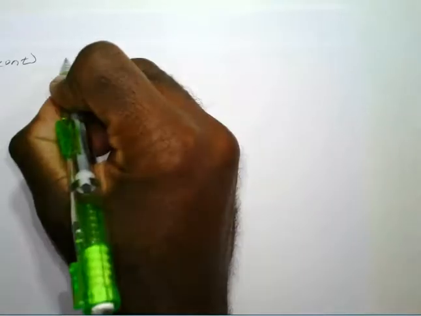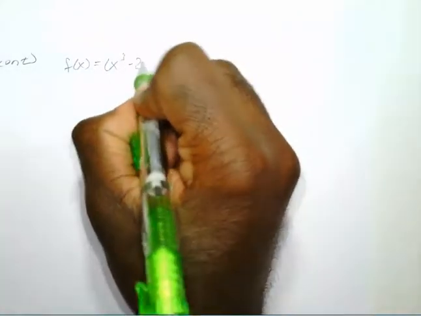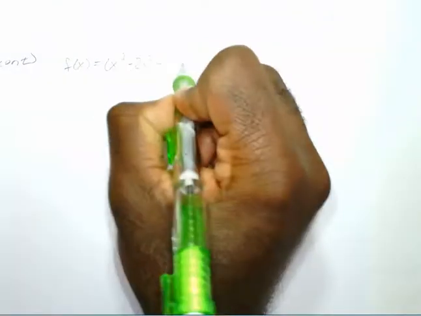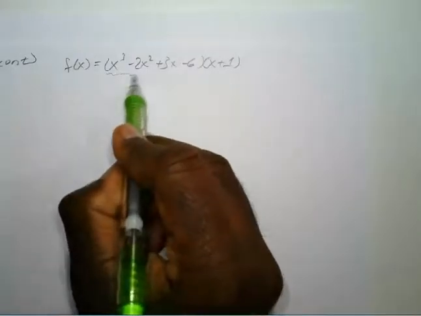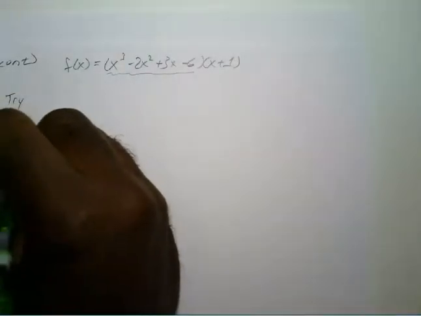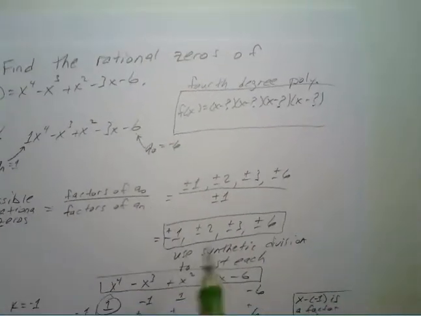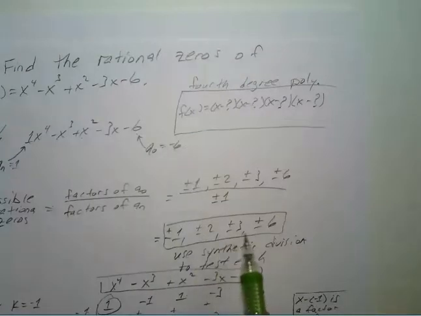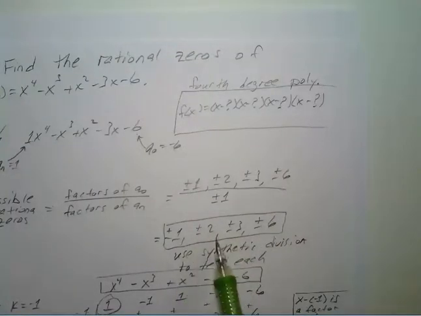So where we left off, we had f of x is equal to x to the third minus 2x squared plus 3x minus 6 times x plus 1. So we're going to go ahead and factor this using synthetic division. Now we did k equals negative 1. Now we're going to try k equals 1. Remember, we're going through each one of these. You don't have to go in any specific order. If you want to try 3 and 2, then negative 6, you can go in any order you like. We're just going over all of our possibilities.